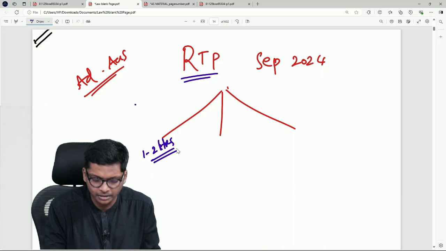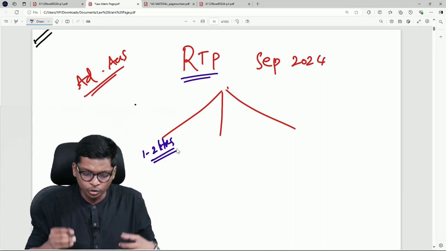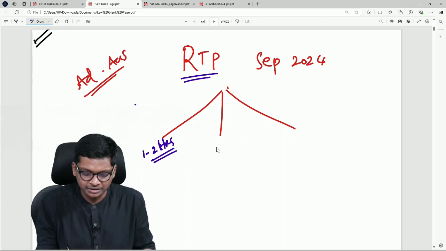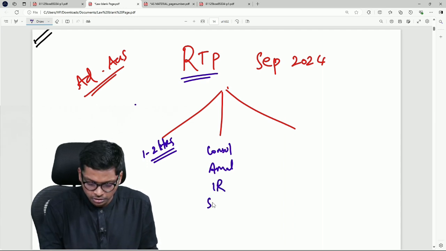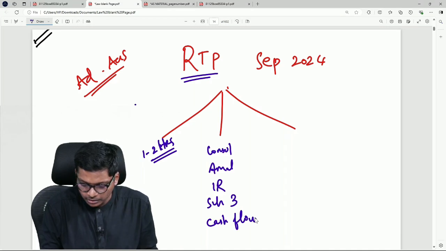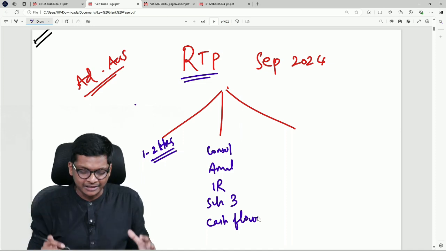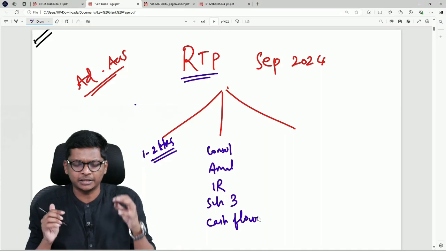This session will be there. Okay, this is how we are going to do the RTP. How I study, we are going to do it. Second, some chapters' questions in RTP are not there this time, like consolidation, then amalgamation, internal reconstruction, schedule 3, and cash flow is there, but only classification. They don't have a full-fledged direct or indirect method cash flow. So these big chapter sums are not there in this RTP.